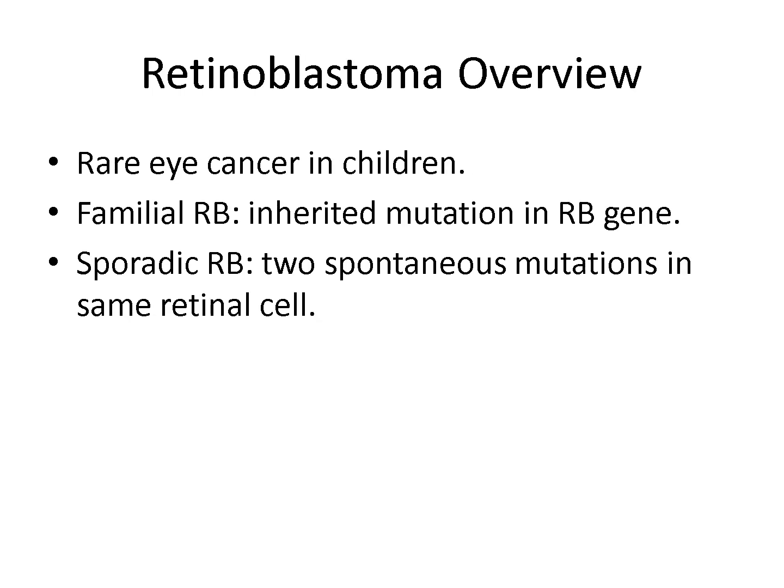Retinoblastoma is a rare eye cancer that occurs mostly in young children. In familial cases, the RB gene mutation is inherited from a parent, while sporadic cases require two spontaneous mutations in the same retinal cell. Familial RB often affects both eyes and develops at an earlier age. In contrast, sporadic RB usually affects only one eye. This example clearly illustrates the difference between inherited and non-inherited cancer types.